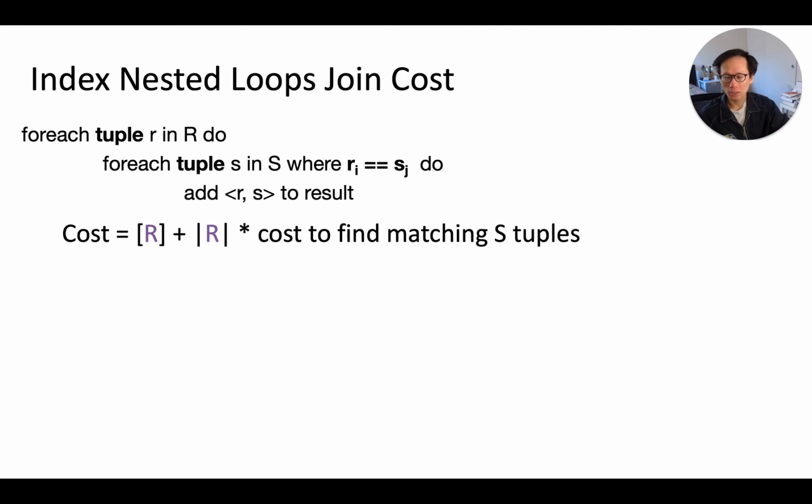Now the cost of evaluating index nested loops join is a bit trickier than what we saw with our previous join algorithms. Roughly speaking, the cost is the cost of scanning R, and then for each tuple of R, it's the cost of finding the matching S tuples. But we have to deal with our various index variants of the alternatives and whether it's clustered or not.